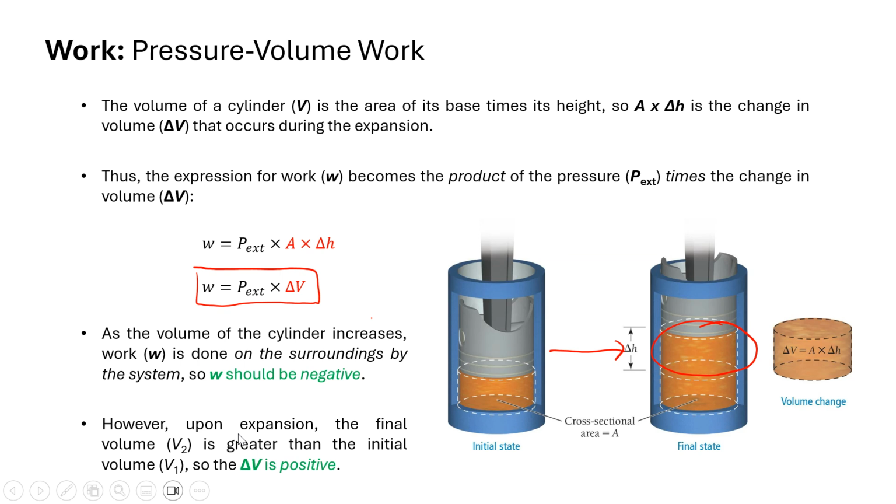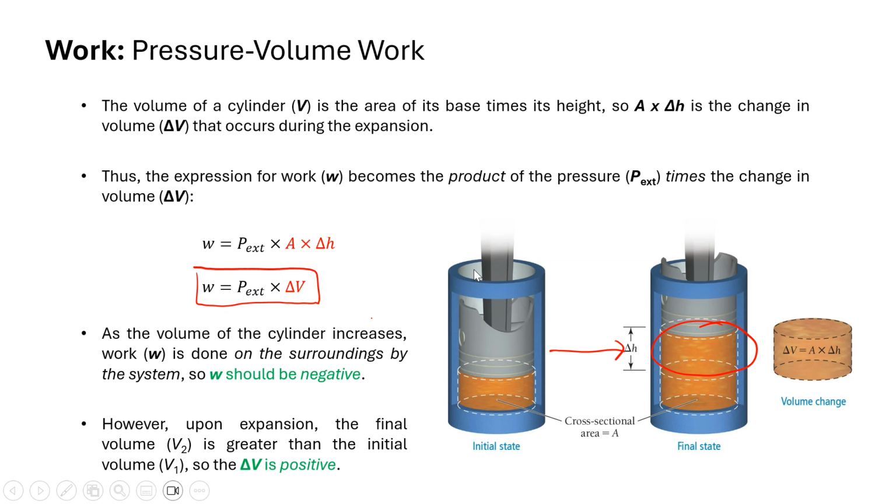But if the volume is expanding, delta V should be positive. That makes sense, right? You had a larger volume at the end than you did in the beginning. So the change in volume should be positive, right? If the final volume is larger than the initial, final minus initial should be positive.